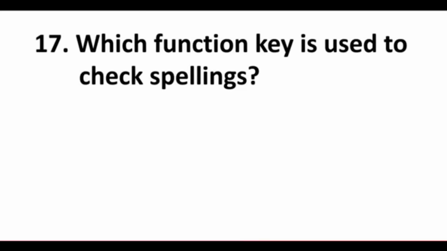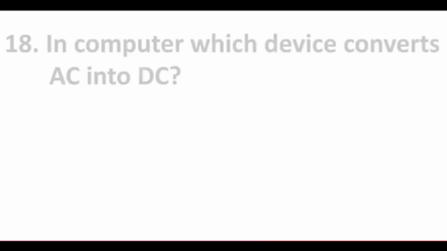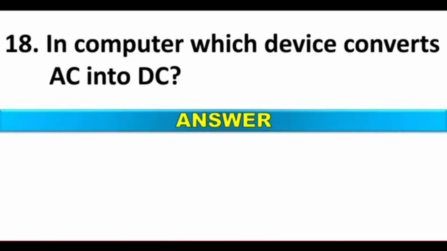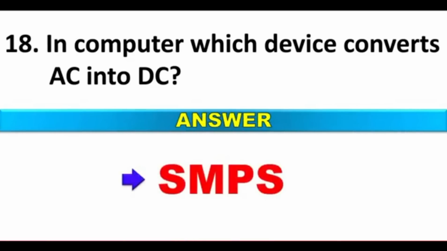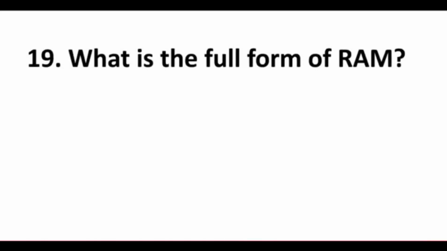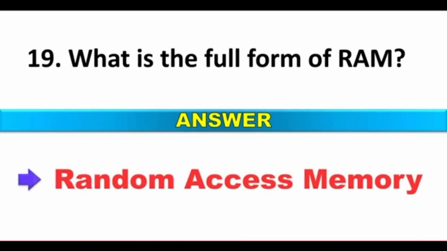Which function key is used to check spellings? Answer: F7. In computer, which device converts AC into DC? Answer: SMPS. What is the full form of RAM? Answer: Random Access Memory.